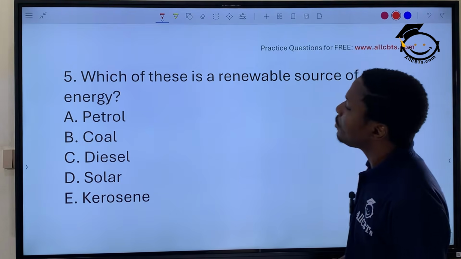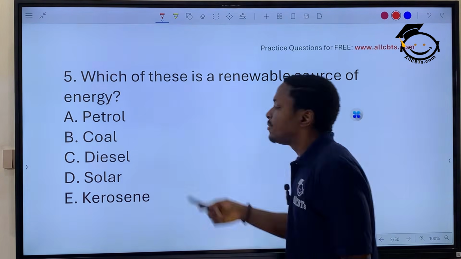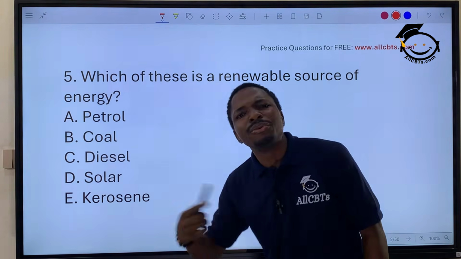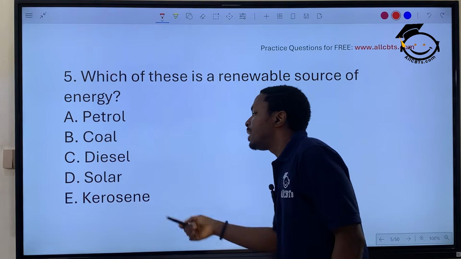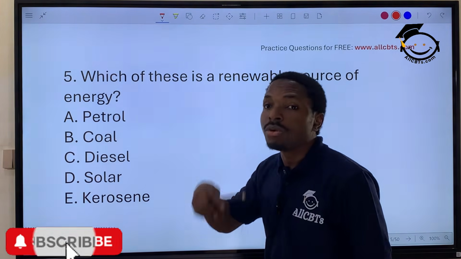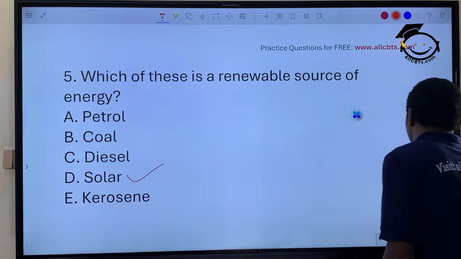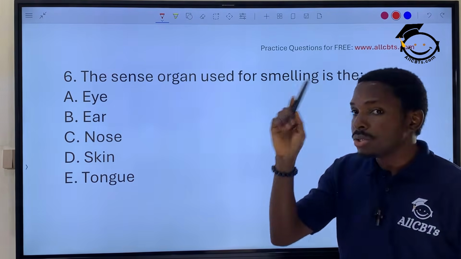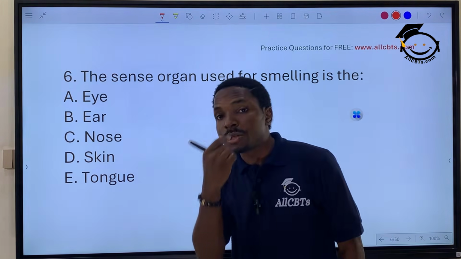Then, which of these is a renewable source of energy? Which of these is not exhaustible, can be renewed? You have petrol, coal, diesel, solar, and kerosene. The source of energy that can be renewed, or keeps being renewed, is the solar source of energy, the energy from the sun.